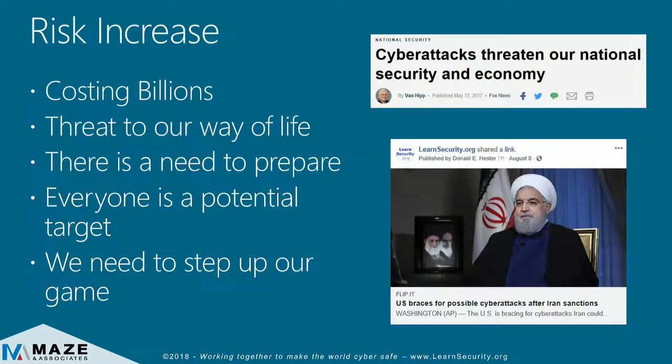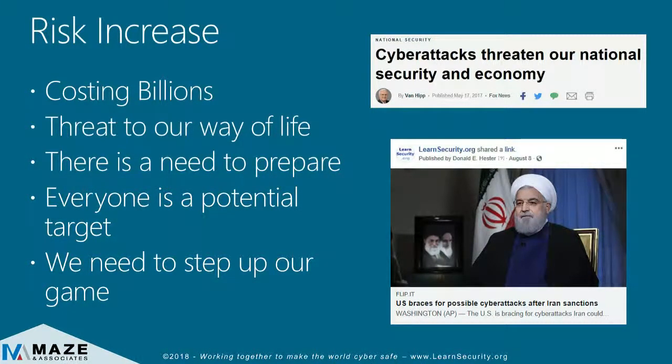We have to look at this when we look at nation state attacks and say, okay, what is the impact that we're receiving from this? Well, it's costing businesses billions of dollars. It's also a threat to our way of life. There's always this issue, and we'll talk about it a little bit later, of balancing security and freedom, and security and privacy. We have to balance those things, and if we have to increase security so much, then we give up some of our freedom. So it is a threat to our way of life, and that should tell us how important this is.